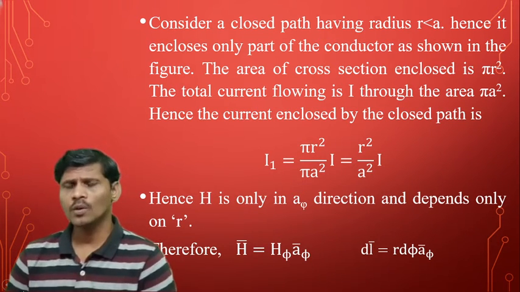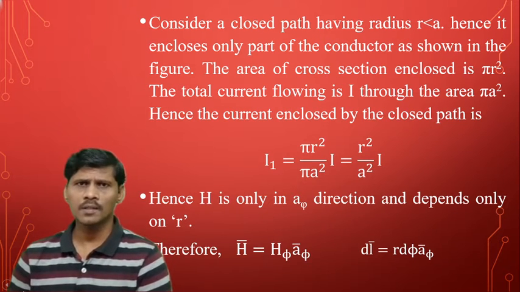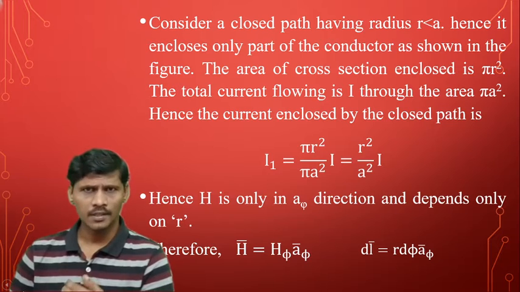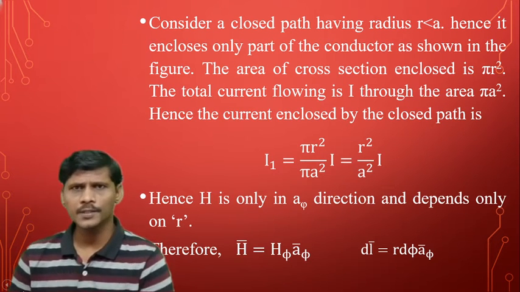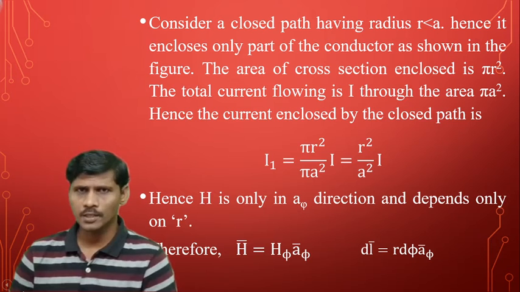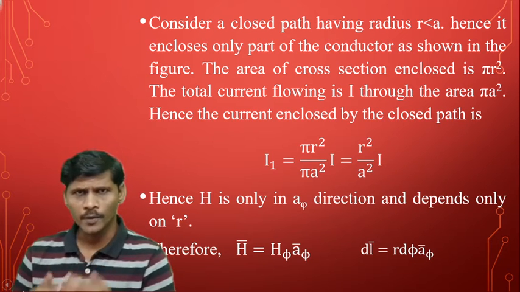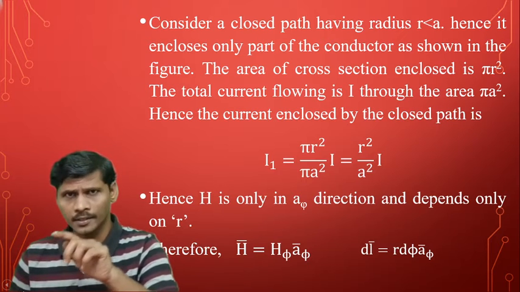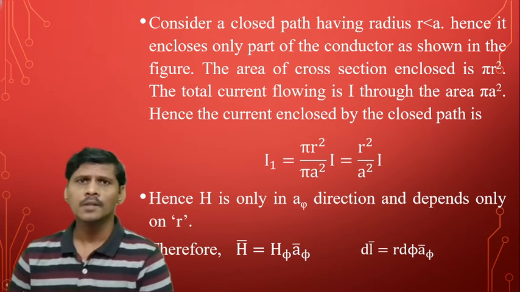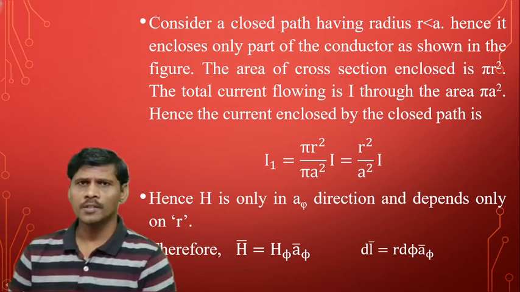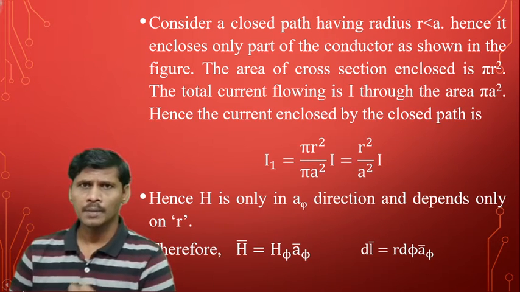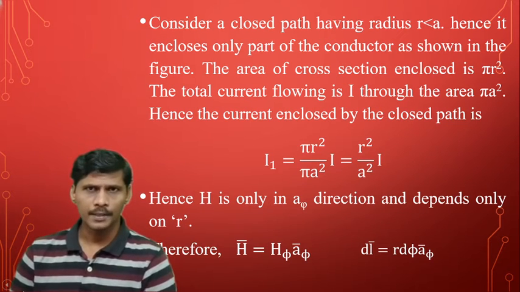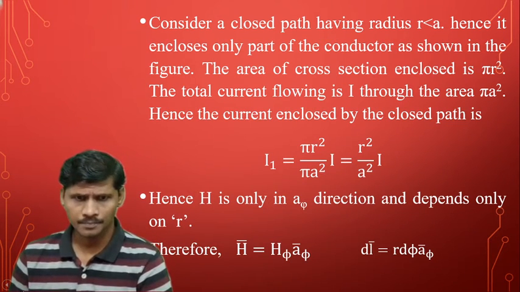In the cylindrical coordinate system, what is the differential vector length? dl bar is equal to dr into ar bar plus r d phi into a phi bar plus dz into az bar. Now here at any point on the Amperean path, the differential vector length is varying in the a phi bar direction. So that is dl bar is equal to r d phi into a phi bar.